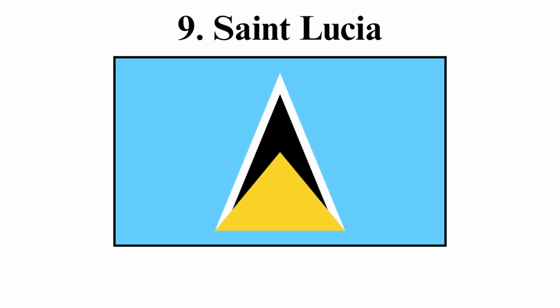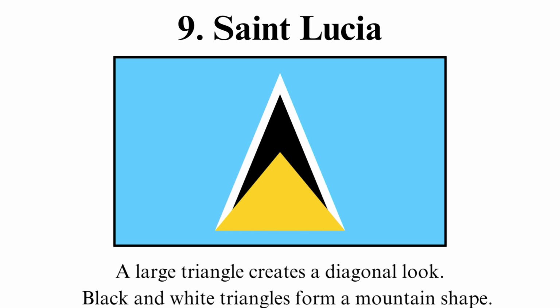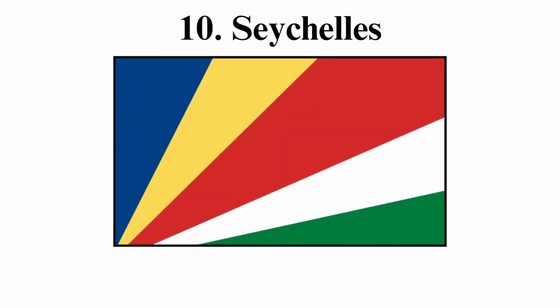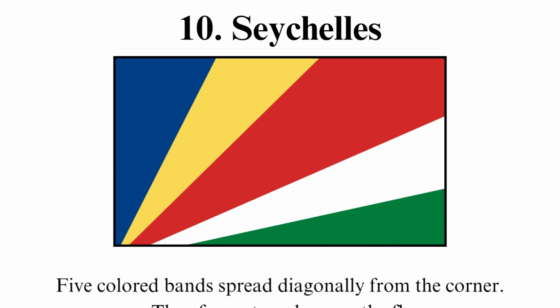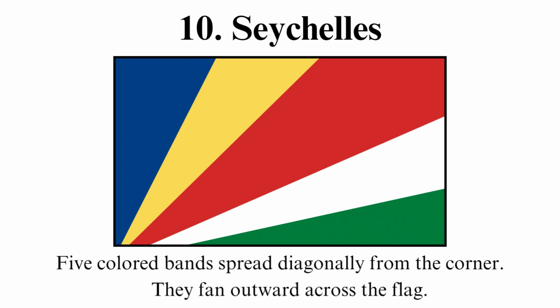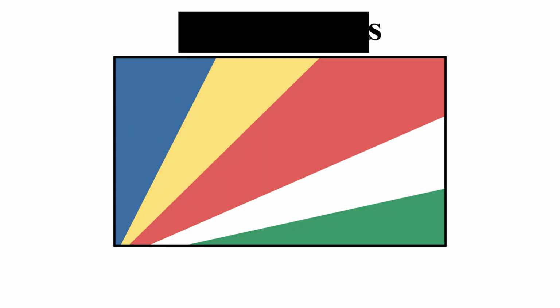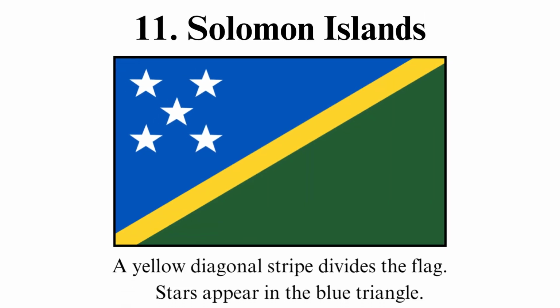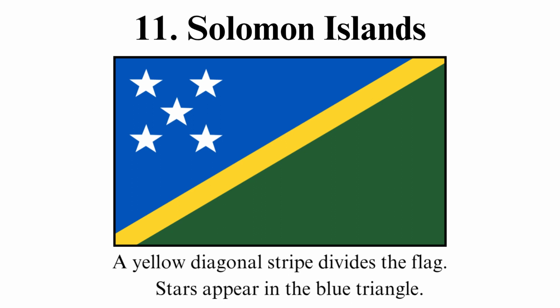9. St. Lucia. A large triangle creates a diagonal look. Black and white triangles form a mountain shape. 10. Seychelles. 5 colored bands spread diagonally from the corner. They fan outward across the flag. 11. Solomon Islands. A yellow diagonal stripe divides the flag. Stars appear in the blue triangle.